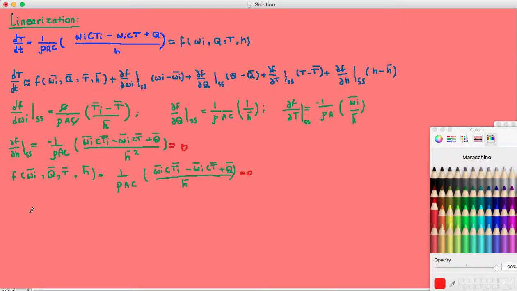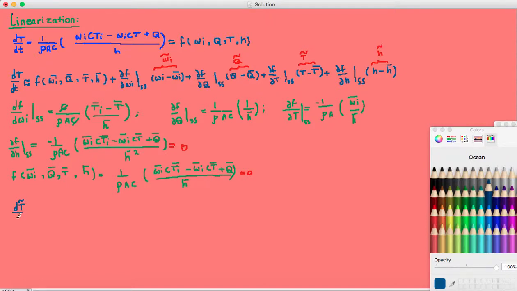The only thing is that we define some deviation variables, which makes the system easier. If we say omega I minus omega I bar is equal to omega tilde, then we can define q minus q bar as q tilde, and T minus T bar equal to T tilde. Same for h: elevation minus elevation at the steady state, we define as h tilde. And then we can write the equation in a more simplified version, which is nothing but this one.